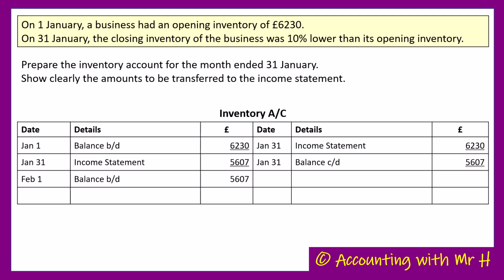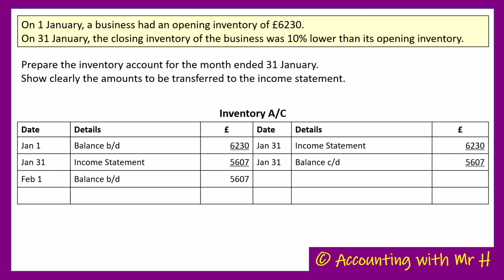So the inventory account is, at first glance, a bit of an unusual account, but there is logic behind it. So inventory is an asset, which is why the balance brought down at the start of January is on the debit. They own 6230. But the logic is, if that's what they had at the start of the month, they won't have that at the end of the month, because the business has presumably been trading for that month.